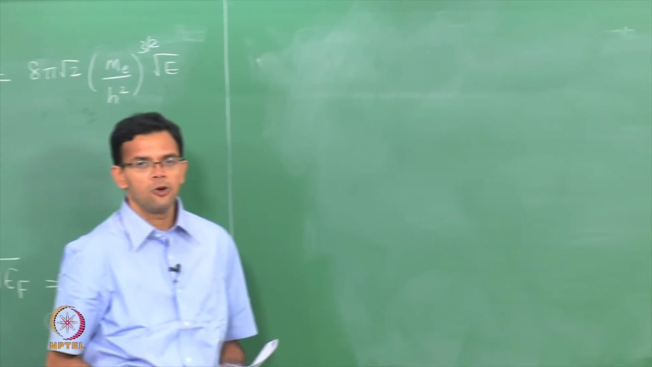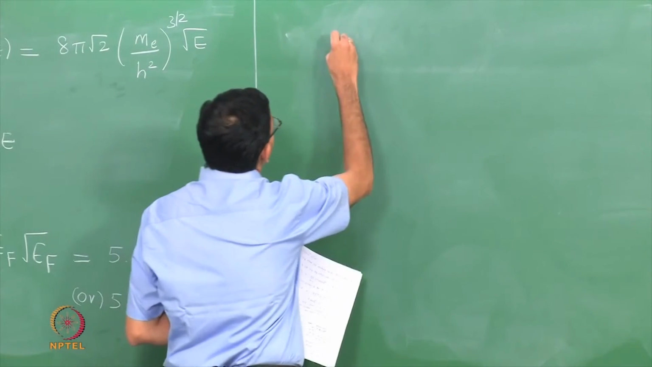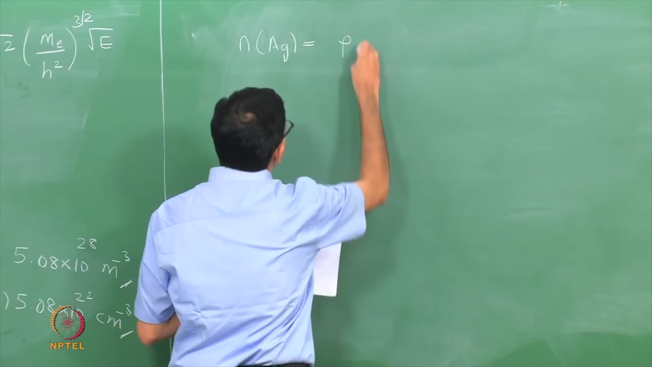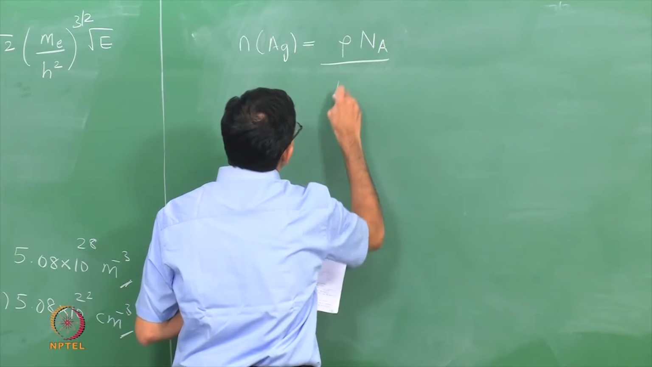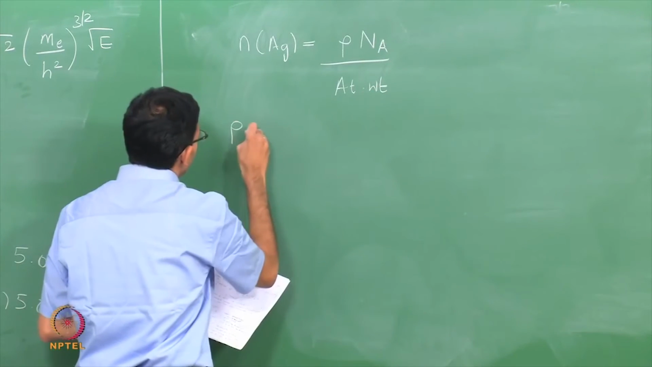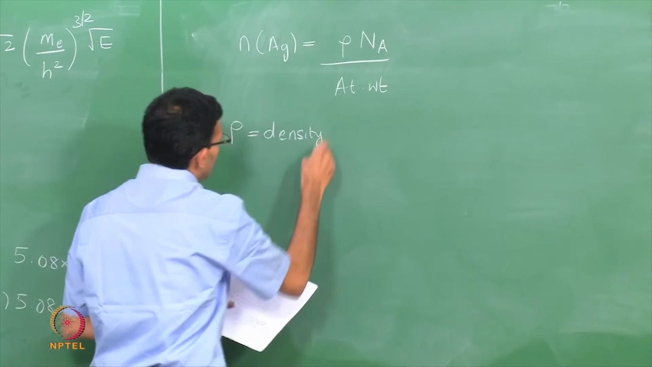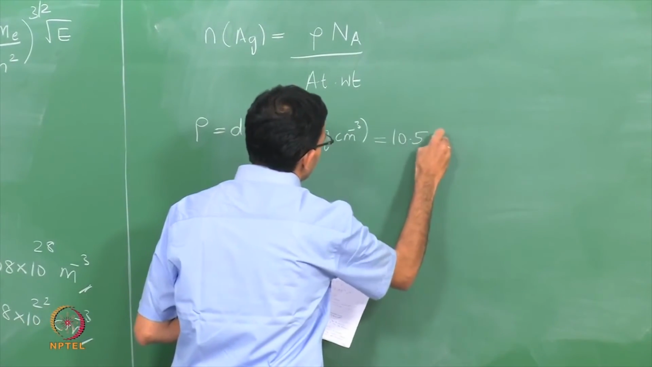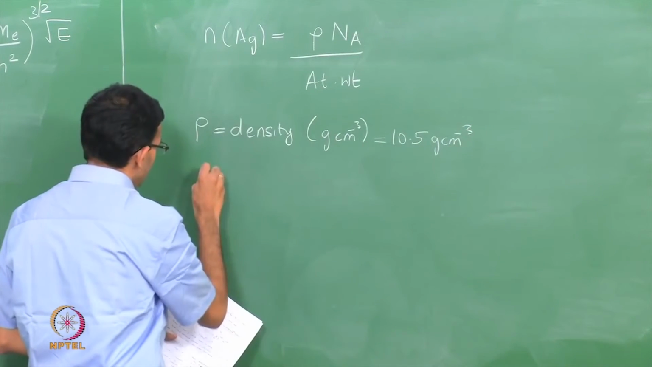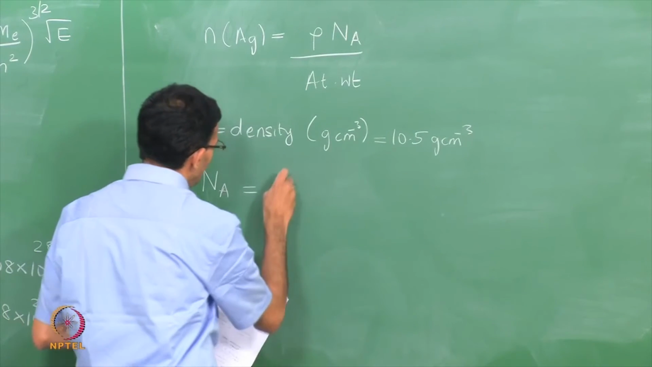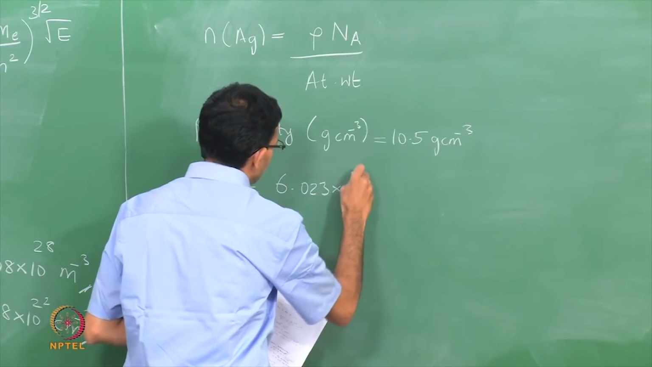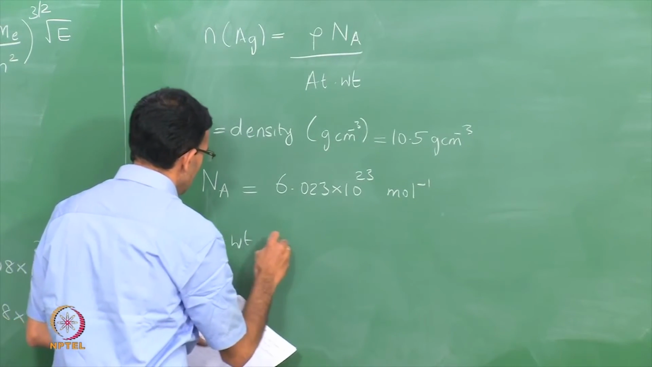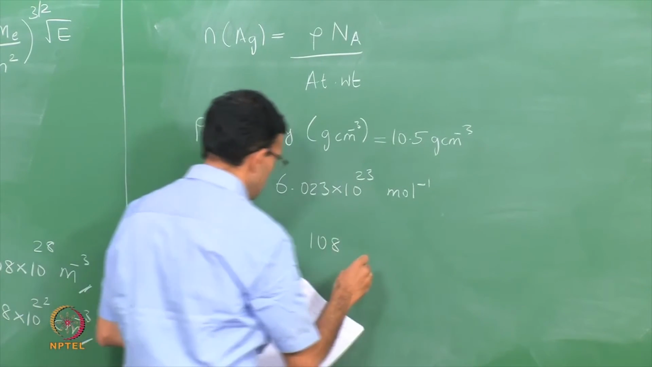We can also calculate the total number of atoms that are there in silver. Number of atoms in silver per unit volume depends upon the density, Avogadro's number, and the atomic weight. So, rho is the density. You can write it in grams per centimeter cube. For silver, the value is 10.5. Na is Avogadro's number, which is the number of atoms per mole, so 6.023. And atomic weight for silver is 108 grams per mole.